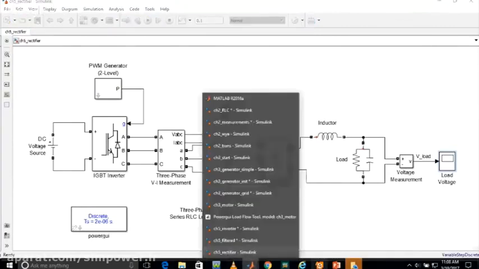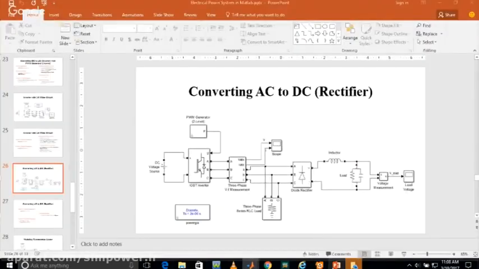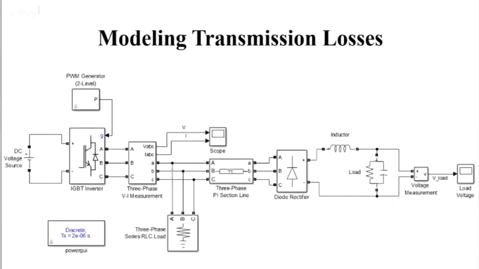Now, the last thing that we have to do is the three-phase PI section line. In the grid system, we have transmission lines, right? So in the transmission lines, we have to give the R value, the inductance value, how much length it is, and what power is required by that line.